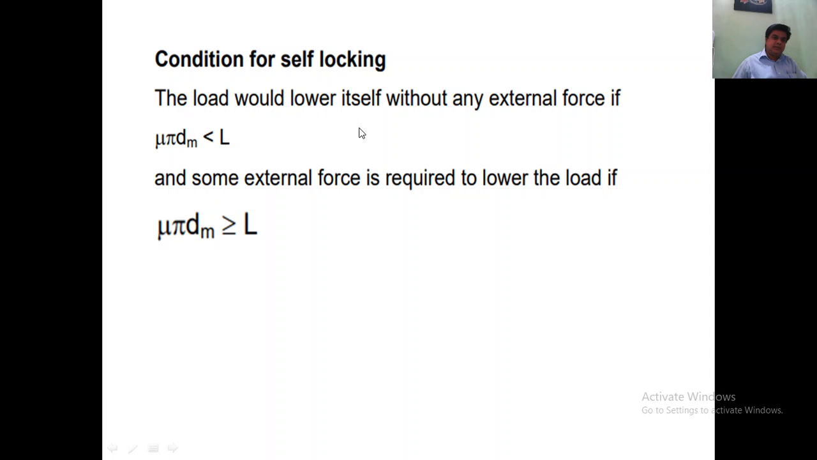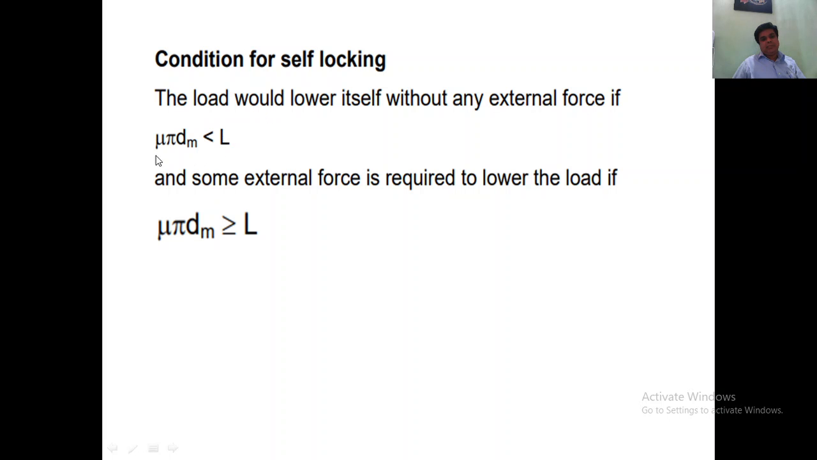While designing the screws, we get a term called self-locking system, or self-locking power screws. When we analyze the forces on the power screws, whenever the load is raised in the power screw, when the screw is rotated, or when the torque is applied on the screw, the load would lower itself, without any external force. When you raise the load while rotating the power screw, the load will be raised, and if you just remove the torque, the load would come downwards without any external force.